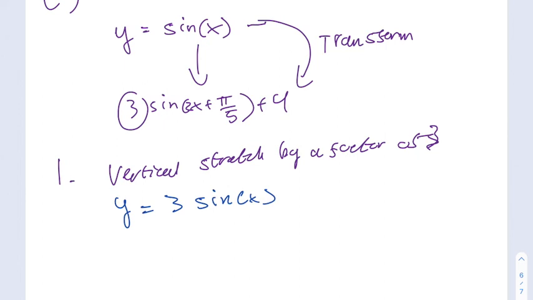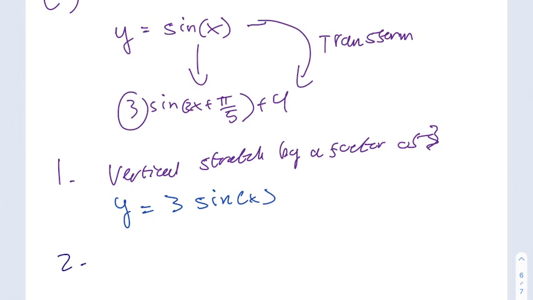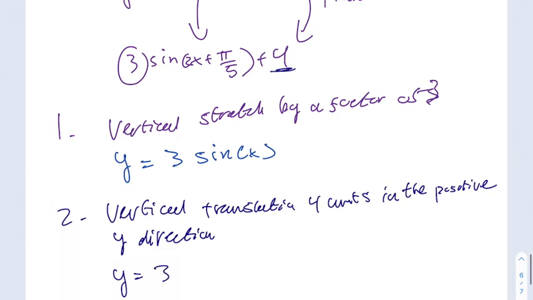And then what we see is that there is a vertical translation 4 units up because of the plus 4 right here, 4 units in the positive y direction, which would give y equals 3 sine of x plus 4.